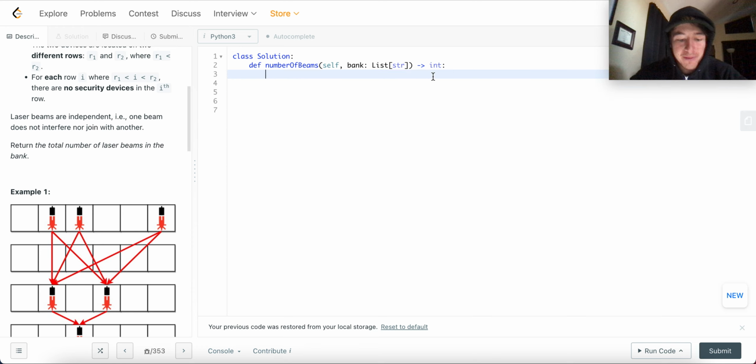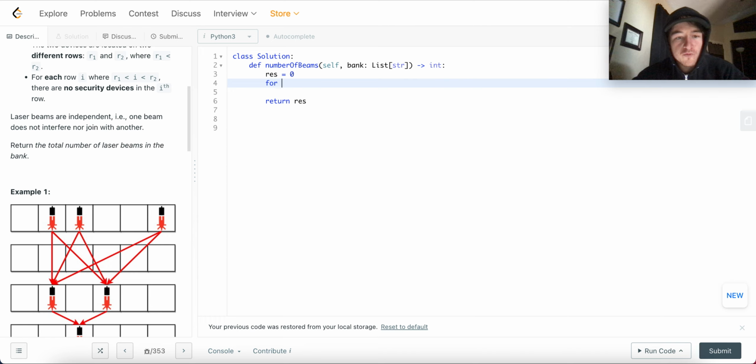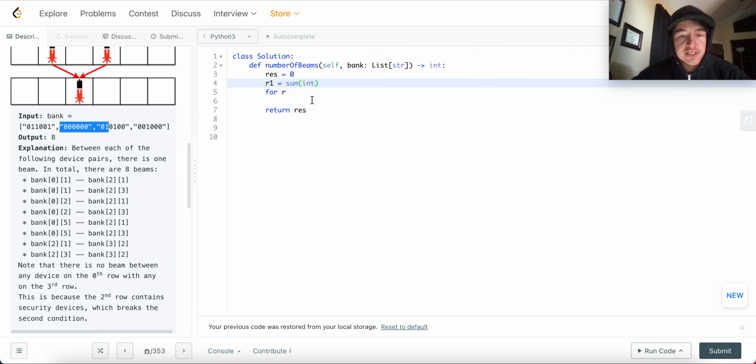So what are we going to do to make this work? Let's have res be our solution, and we're going to return res at the end. We're going to look at each row, R2. So let's say R1 equals 0. Since these are characters, we need to convert them to integers so we can sum them up, because I want to find the number of lasers that I have on each level. So I'm going to say int of the laser for each laser in the first row.